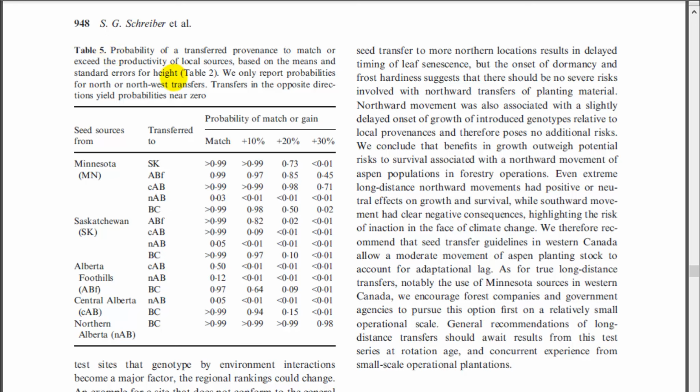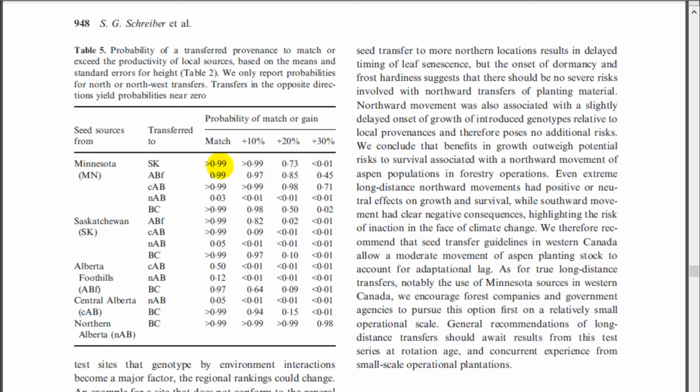This is from one of my PhD students. What he was looking at is assisted migration of tree populations in Western Canada to address climate change. We have to move populations northwards from Minnesota to Canada, and also, as it turned out, westward movements are good choices as well. He made those recommendations, but foresters are also concerned about what happens to their productivity. We move things to match the environments better, but what happens to the productivity? These here are probabilities that the populations I moved match or exceed the local sources. Local sources would be business as usual, but what happens if I move from Minnesota to Saskatchewan?